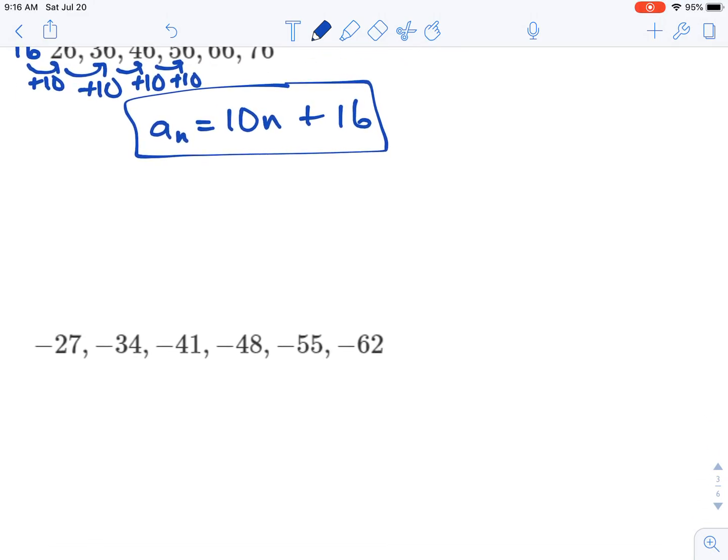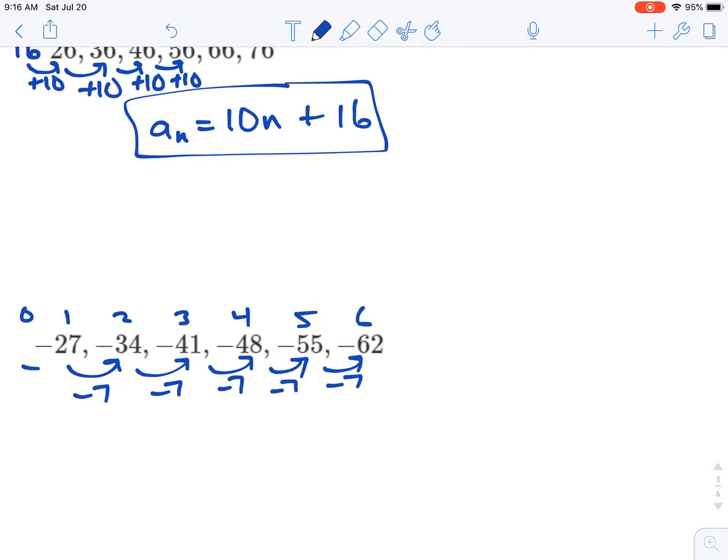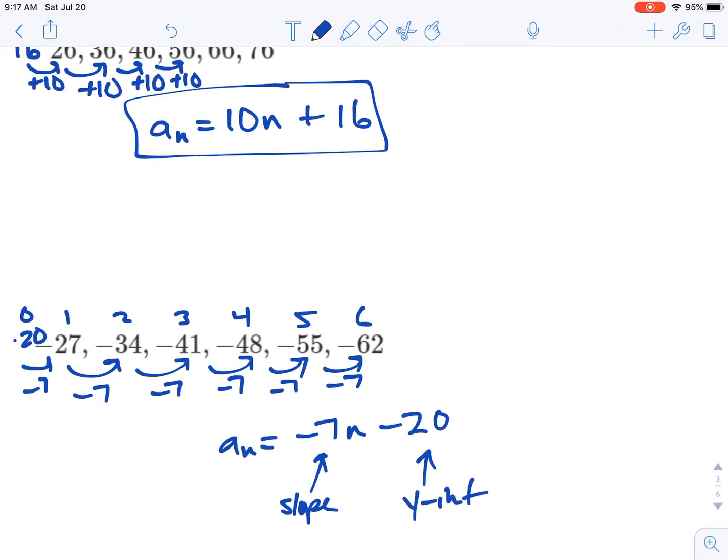So for the next one here, a little bit different. So we've got -27, -34, etc. This is actually decreasing by 7. Only a slight difference here. So this is the first term, second, third, fourth, fifth, sixth. So the 0th term would be something minus 7 is -27, so that would be -20 would be the 0th term. So a of n would be the slope, -7 times n minus 20, or plus -20. That would give us our relationship, again, using our slope and our y-intercept, which would be the 0th term.